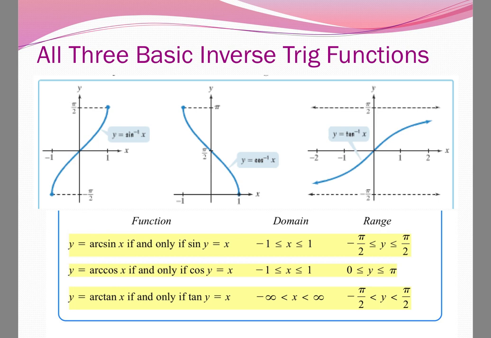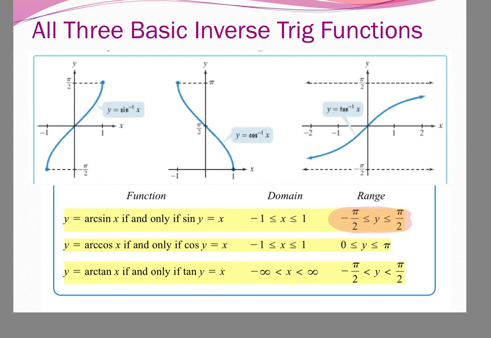Here's all three on one side. So we said it, but we'll say it again. Sine is restricted from negative pi over 2 to positive pi over 2, including those two angles. Cosine goes from 0 to pi. And tangent goes from negative pi over 2 to positive pi over 2, not including those angles because it's where it's undefined.